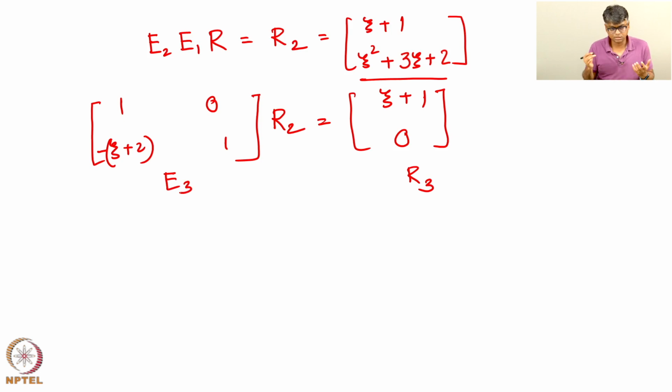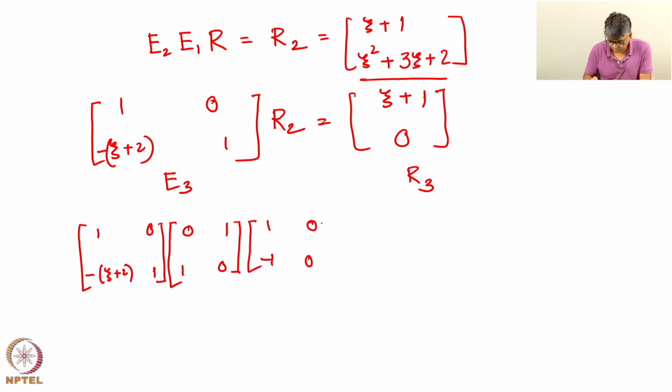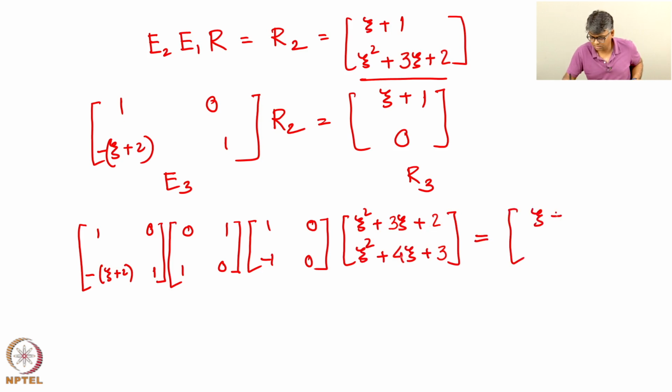So, now let me just write it together. What do I have? I have 1 0 minus xi plus 2 1. This is E3. E2 is what? E2 is just permutation. Okay, here. What is E1? E1 was another row operation given by this. These three matrices multiplying R, which was xi squared plus 3 xi plus 2 xi, and here I have xi squared plus 4 xi plus 3, and the result, lo and behold, is just this. Yeah?